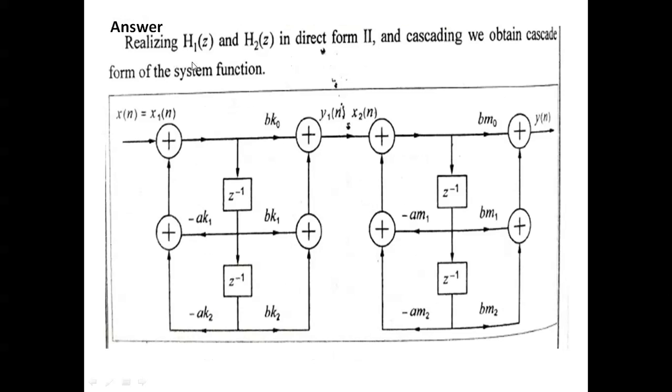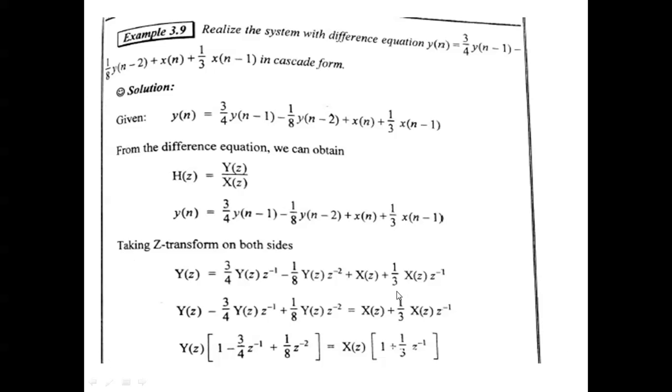So this is the cascade format. This is x of n, y of n, then the centered part is a plus, and here also a plus. So this looks like direct form 2. There are two direct forms, this one is a direct form and this one is a direct form. So we are just adding two direct forms, like a cascade form.